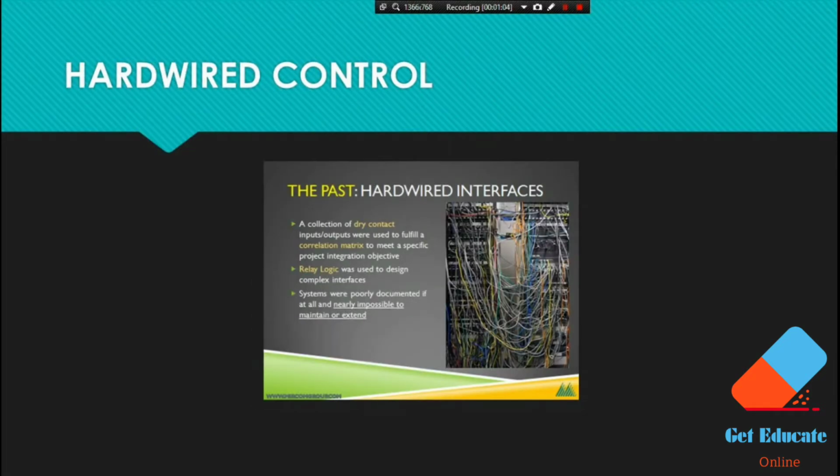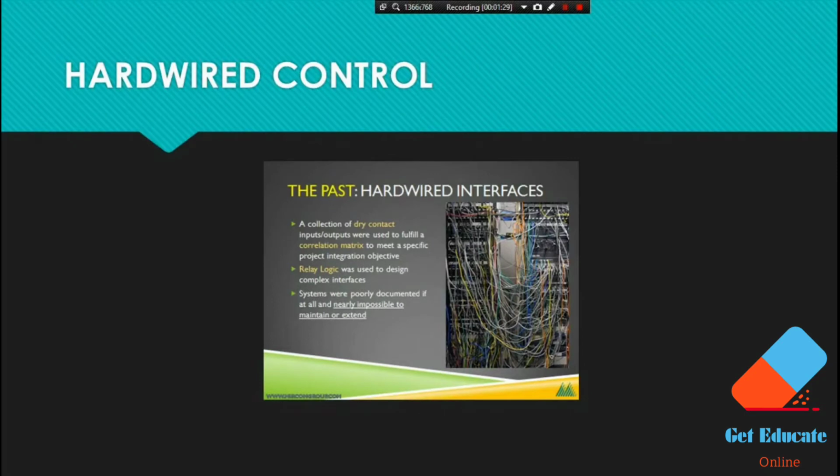Then hardware control, which is nothing but a collection of dry contacts. Utility logic was used to design complex interfaces. These systems were very poorly documented and nearly impossible to maintain or extend.